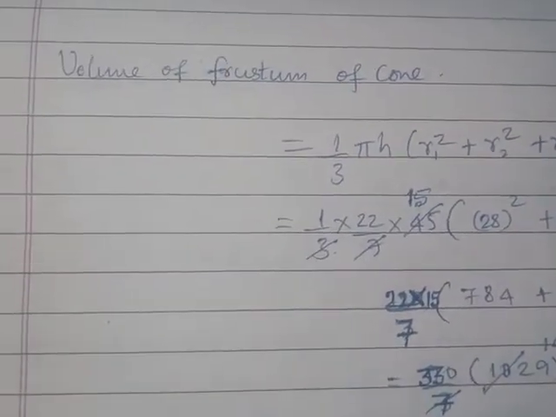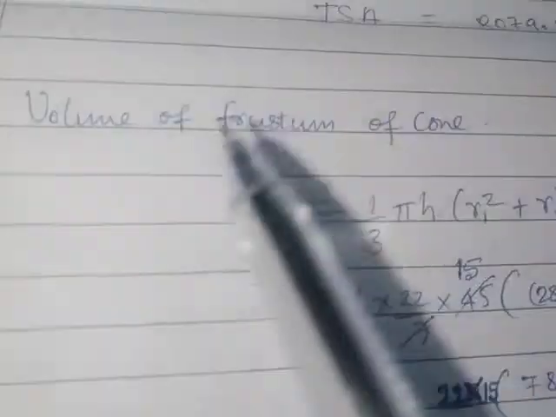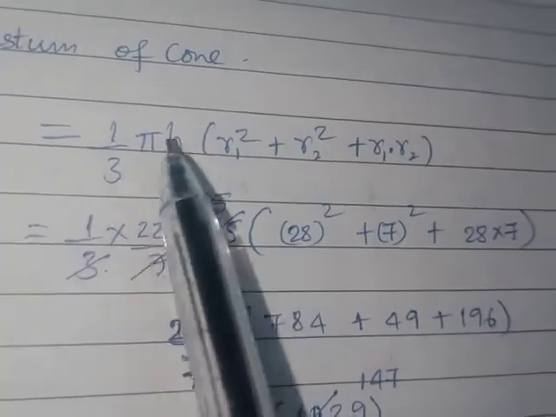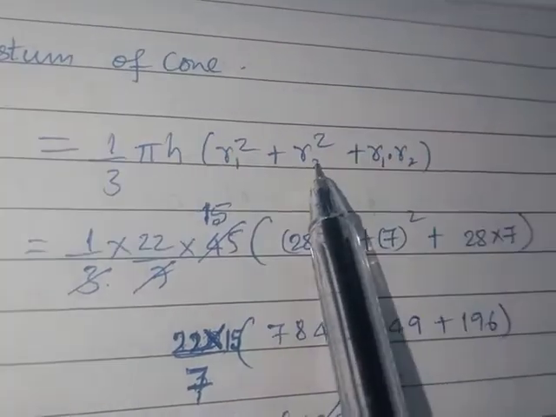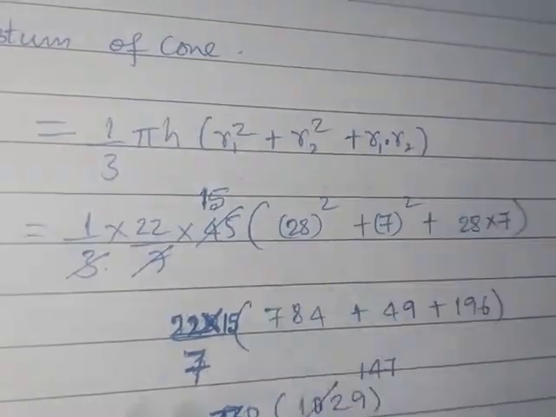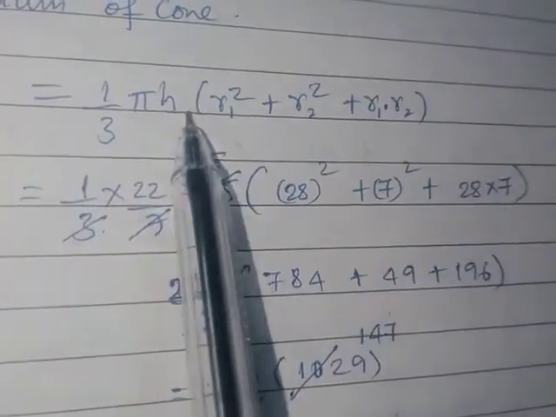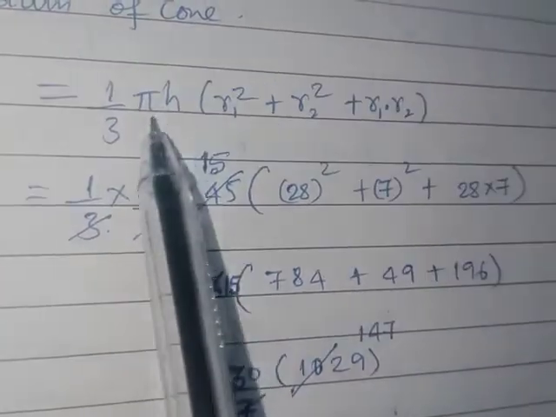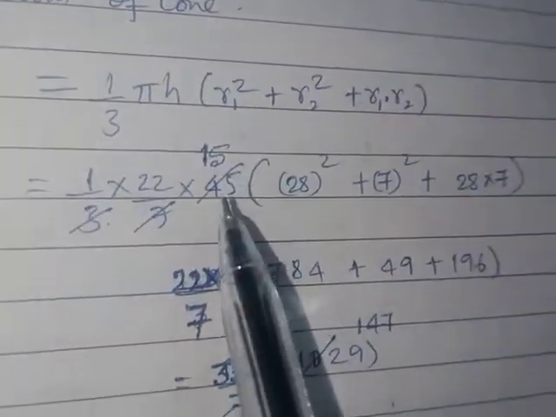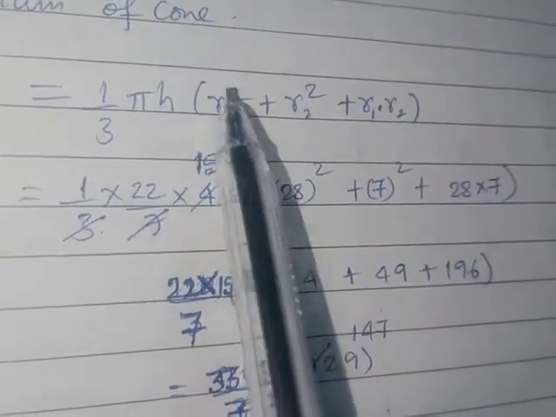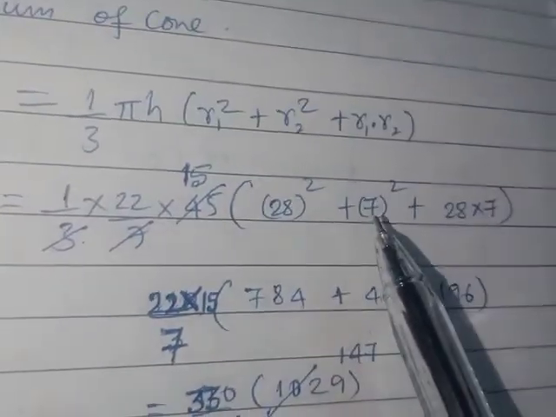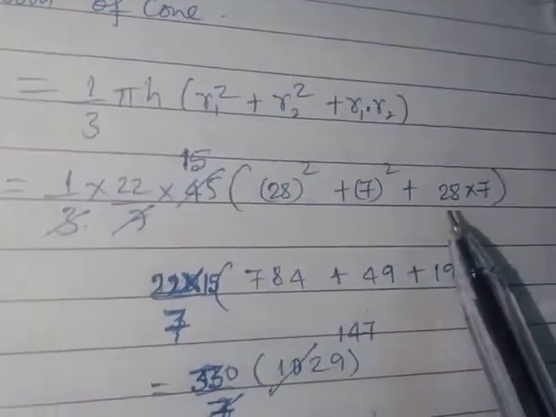Now we will move to find the volume of frustum of cone. What is the volume of frustum of cone? The formula to find the volume of frustum of cone is 1 by 3 pi h into r1 square plus r2 square plus r1 into r2. Here 1 by 3 into pi is 22 by 7. The height of the frustum is 45 centimeter, and r1 square is 28 squared, r2 square is 7 squared, and r1 into r2 is 28 into 7.